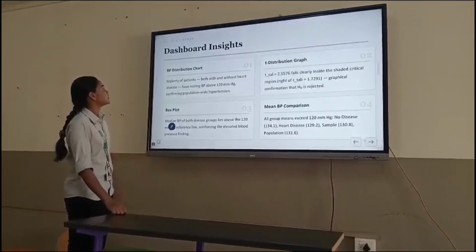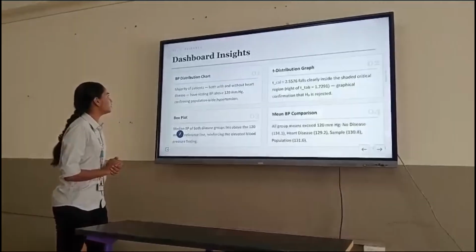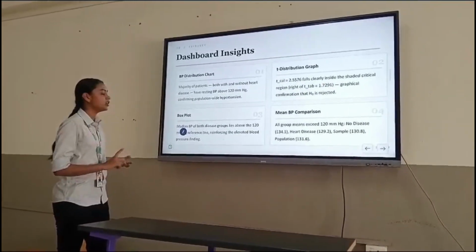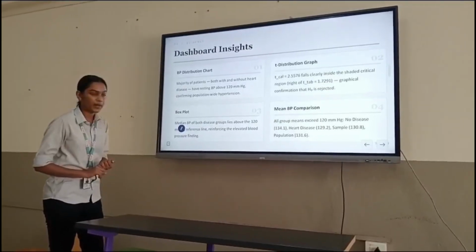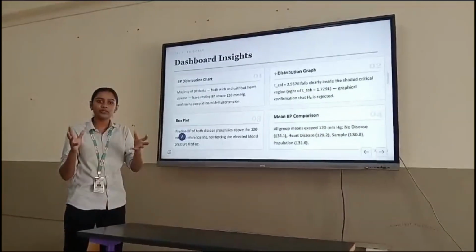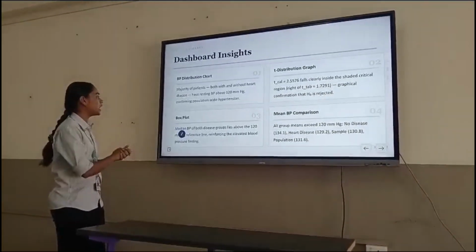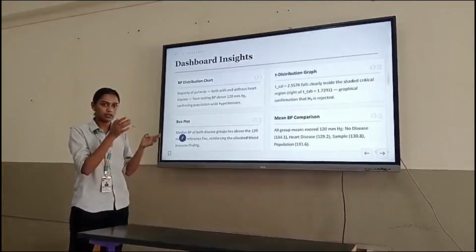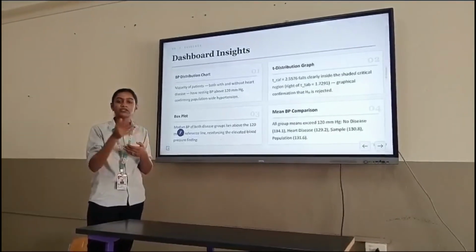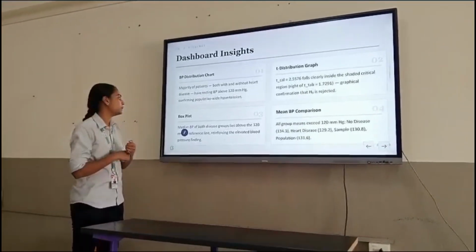Then the evidence, which is the dashboard insights. In that we are seeing some graphs. First is the BP distribution chart, then the T distribution graph, then the box plot, and the mean BP comparison. In the BP distribution chart, we are seeing the majority of patients. Using that, we are comparing the heart disease patients having BP above the reference, the normal blood pressure, which is 120, or those having lower BP.